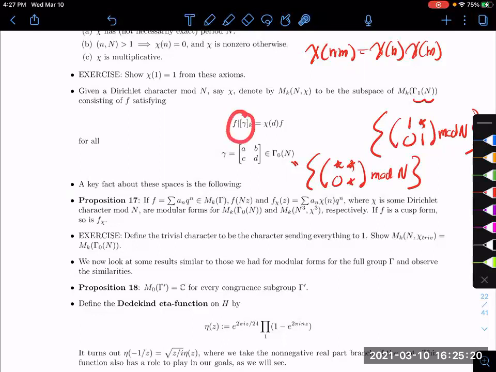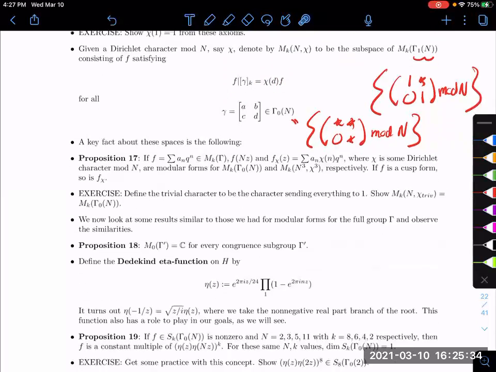F doesn't need to be invariant under the bracket. It needs to be almost invariant under the bracket. You're allowed to twist f by this chi of d. Okay, and so who cares? What's special about these spaces?